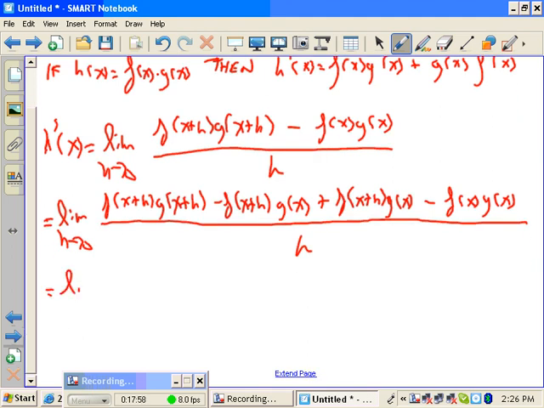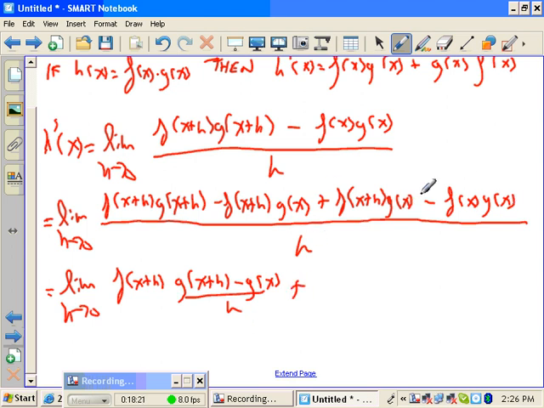The limit as h goes to 0. Okay, I'm going to factor out the f of x plus h and write what's left. g of x plus h there, and minus g. And that's over h, right? Then there's a plus here. And you said factor out the g's, right? So factor out the g.